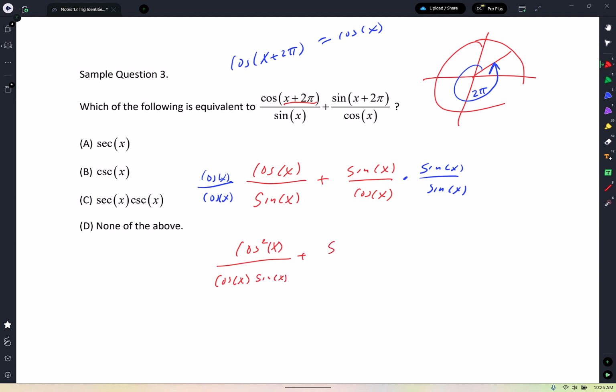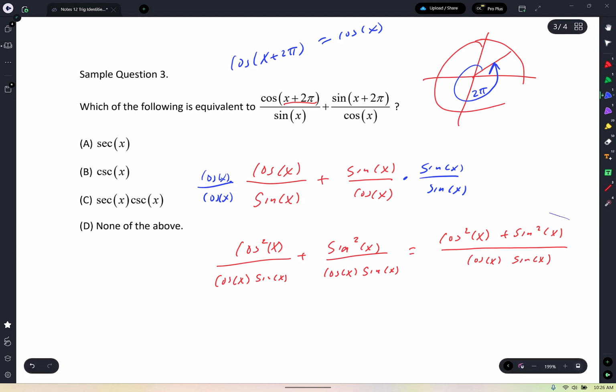Plus sine x times sine x, sine squared x over cosine x sine x. Add them up. So you have cosine squared x plus sine squared x all over cosine x sine x. Hopefully something is happening that is telling you what? We've done this enough times. That's the same thing as 1.